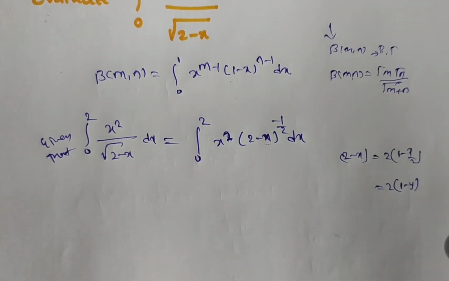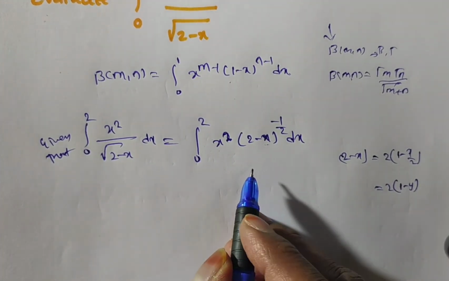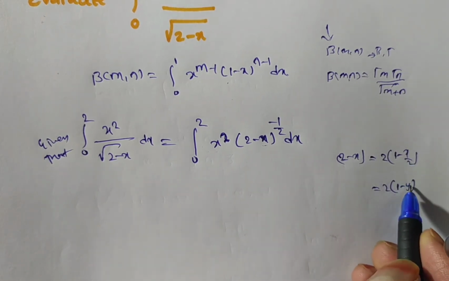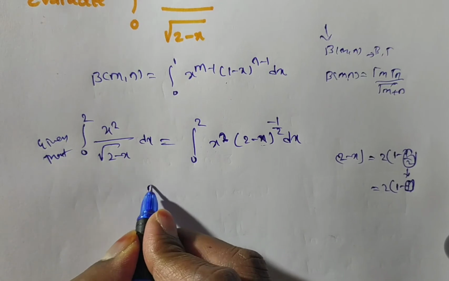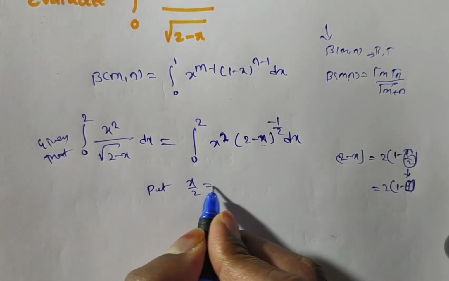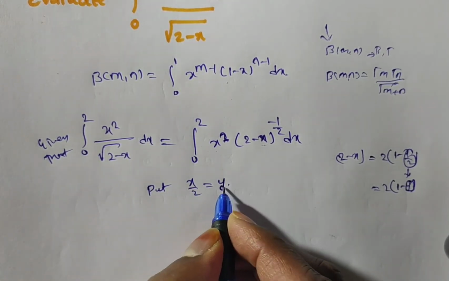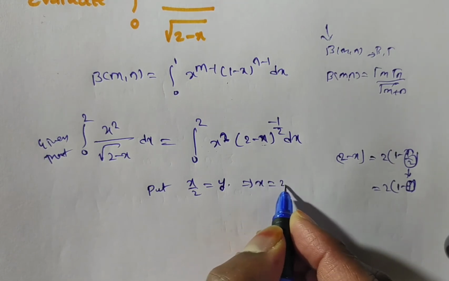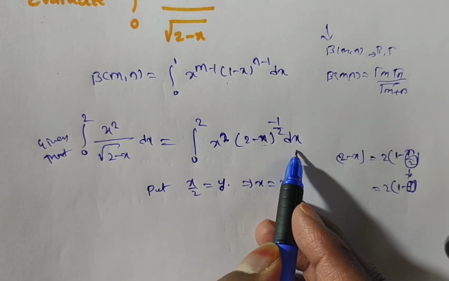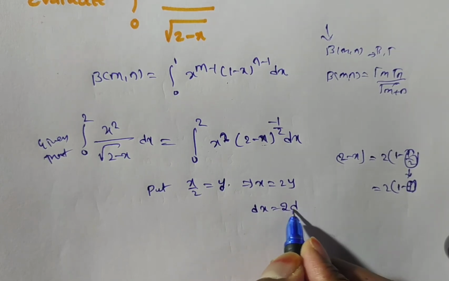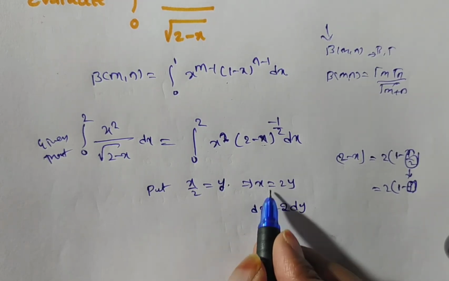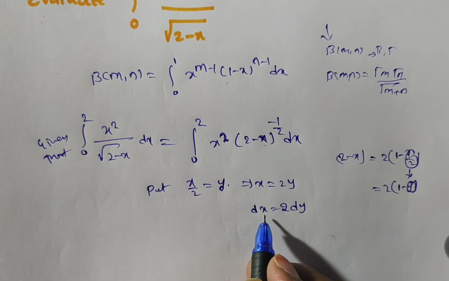So in this case, you have to go for the substitution method. What do we substitute here? Put x by 2 is equal to y. That's it, x by 2 is equal to y. That implies x is equal to 2y. Now we have to find the dx value and the limits also. Differentiating on both sides, we get dx is equal to 2 dy.